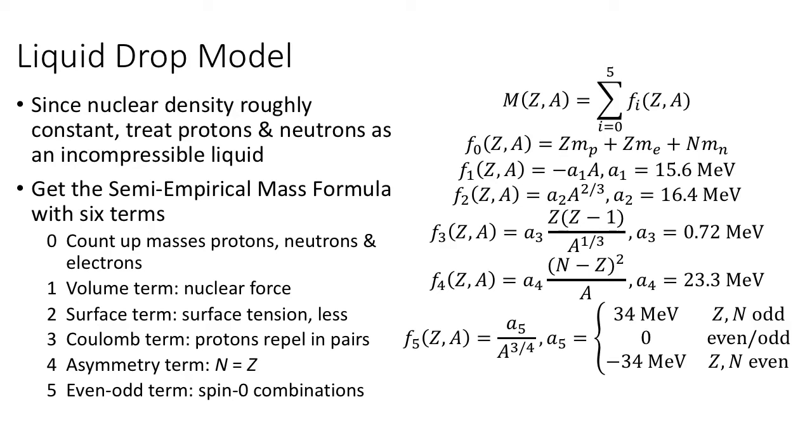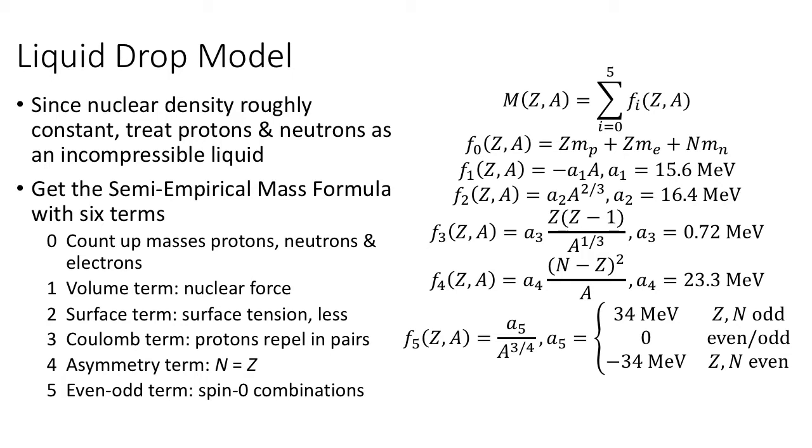So since the nuclear density is roughly constant, we can treat the neutrons and protons that make up a nucleus like the molecules of water in a liquid, and it will make up an incompressible liquid. The individual protons and neutrons move around freely, but they're confined to be within that volume, and that volume can't shrink. They can't get too far away from each other, but they're not locked into a rigid position.